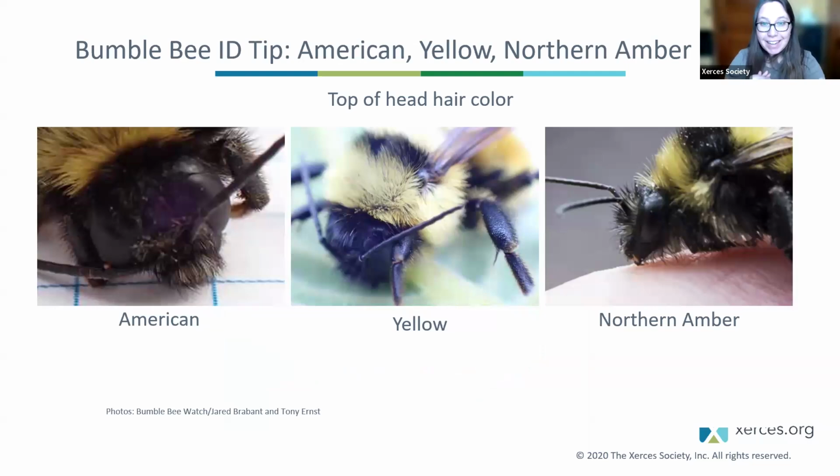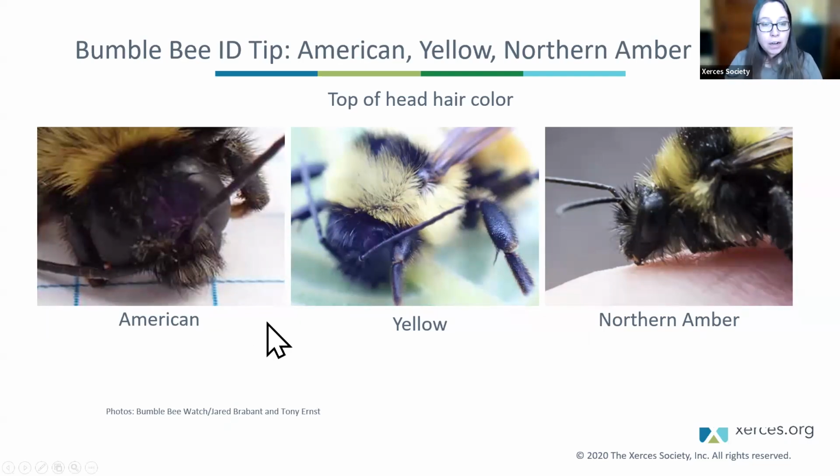All right, so American, yellow, and northern amber males can be really easy to mix up with one another, so I just want to go through some main things to look out for when you're trying to differentiate these three species, particularly for males of these three species.